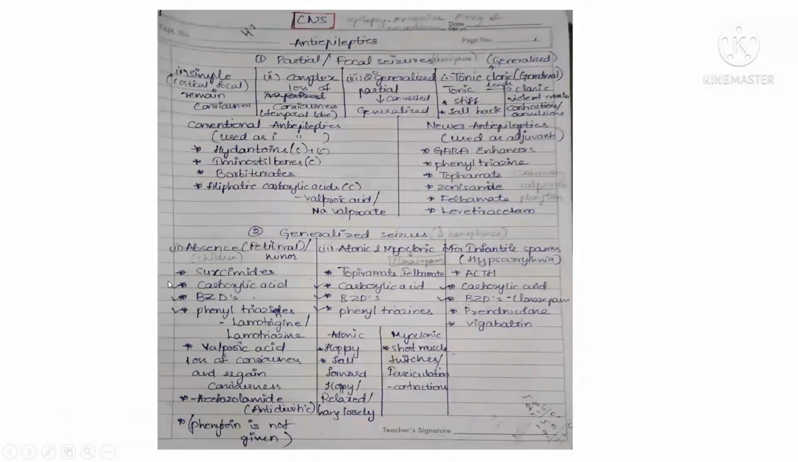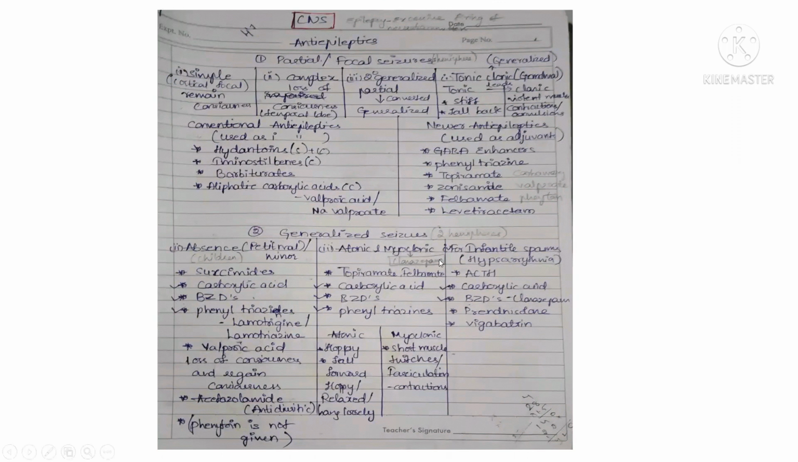So here I have given some ticks. These are the common drugs used to treat these three seizures: carboxylic acids, benzodiazepines, and phenyltriazines. Here also you can see carboxylic acids, benzodiazepines, and phenyltriazines. Here also the same carboxylic acid, benzodiazepines. These are the common drugs used to treat absence seizures, atonic and myoclonic seizures, and infantile spasms. So this is the classification based on the type of seizures.